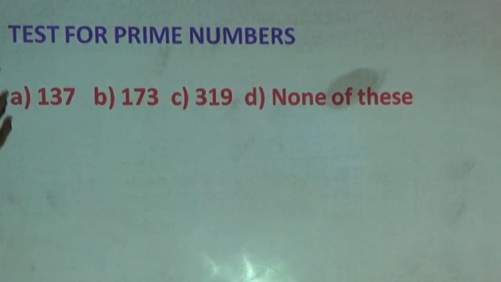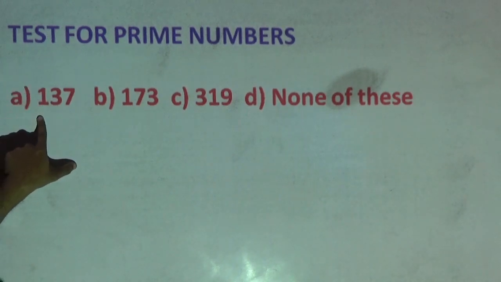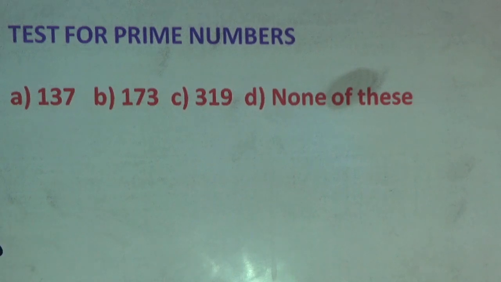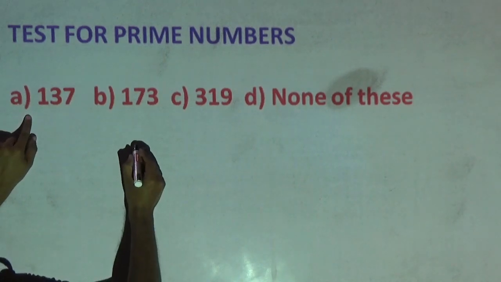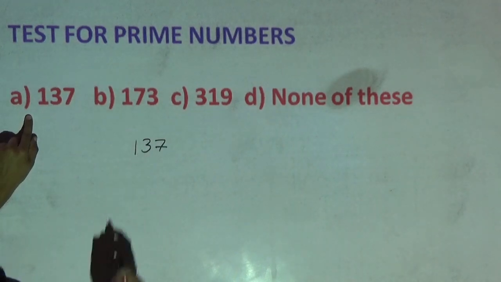Now, please, with this example, I am going to explain. They are asking you to check which of the following is a prime number. In examination, they may ask you which of the following is a prime number or not. See, I will give you the test now. The first option is 137.